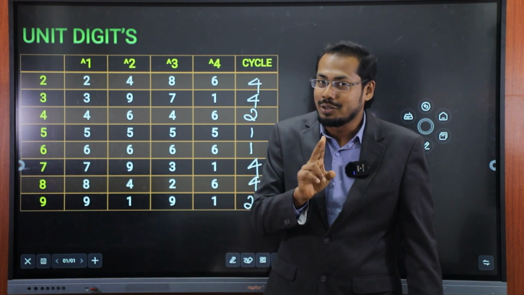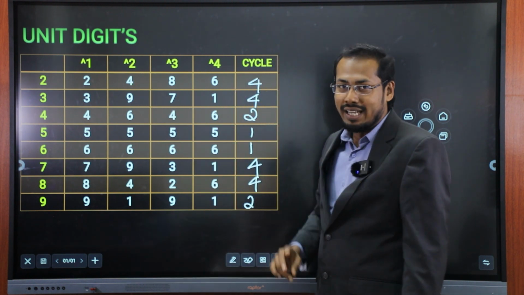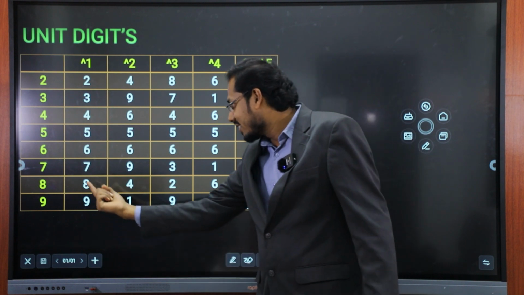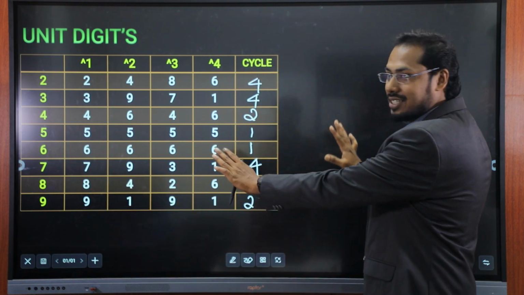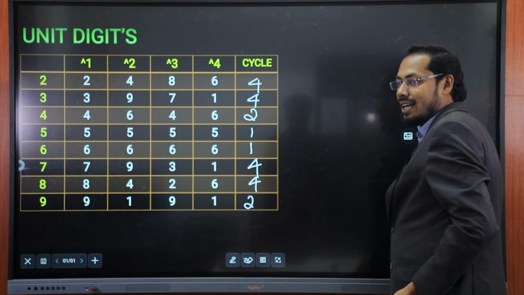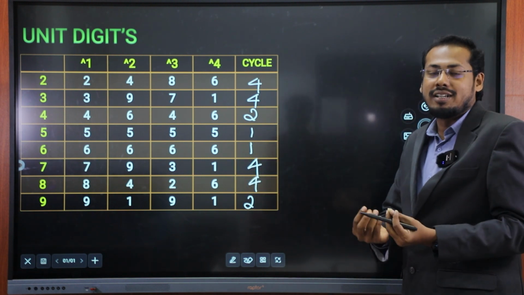You need not memorize all these things. If the question is based on the 2 table, just write only for 2. If the question is based on the 7 table, just write the 7. Immediately in your exam also you can do this, right? But this is the concept. So, cycle.